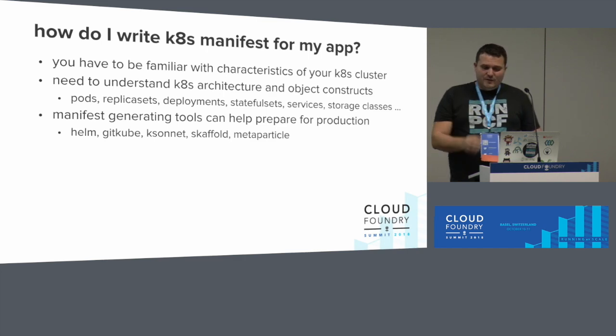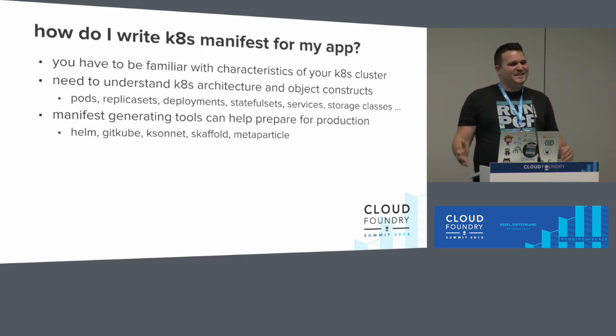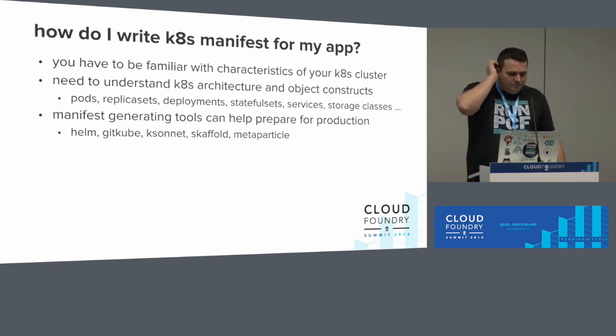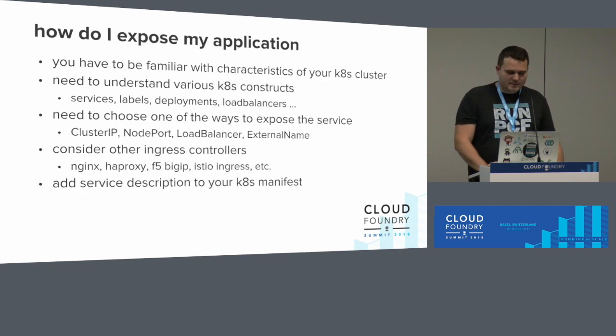So how do I write my manifest file for my app? Well, as I said, you need to know some of these characteristics of the cluster. You probably also need to know the architecture and object constructs, right? So deployments, replica sets. There are a number of tools that help us with that. So maybe we're going to leverage some of the projects that someone else wrote. So I need a MySQL or Kafka or something. I might use some of the existing Helm charts or Gitkube, Ksonnet, Skaffold, Metaparticle. There's a number of tooling that helps us build this and templatize our Kubernetes manifests. Okay, great. We just scratched the surface, right?